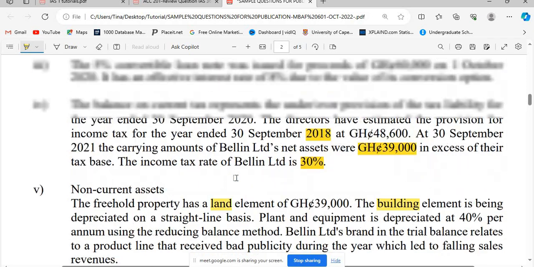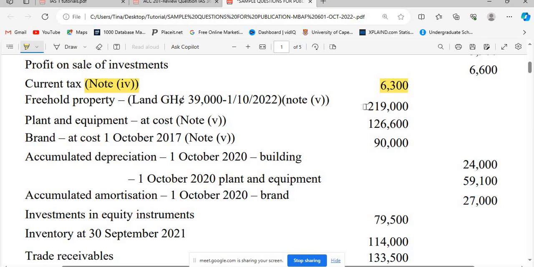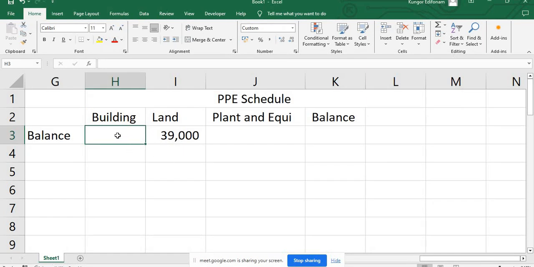So let's look at the total value of the building or the freehold item. So the freehold item is 219,000. So this one should have been at the start of 2020, the beginning of the year, but they made a mistake with the date, so no problem with that. All right, so that would be 219 minus 39. So we have 219,000 minus 39,000. So we are going to get 180. So that is how it is done.